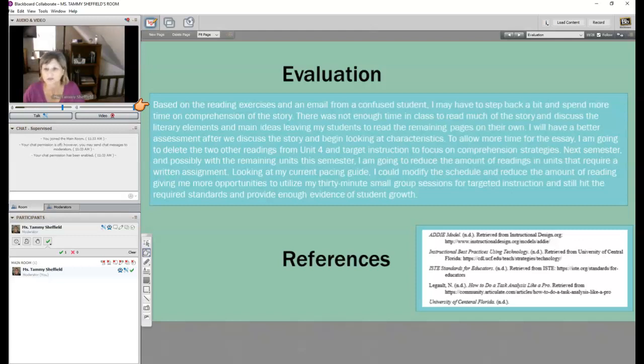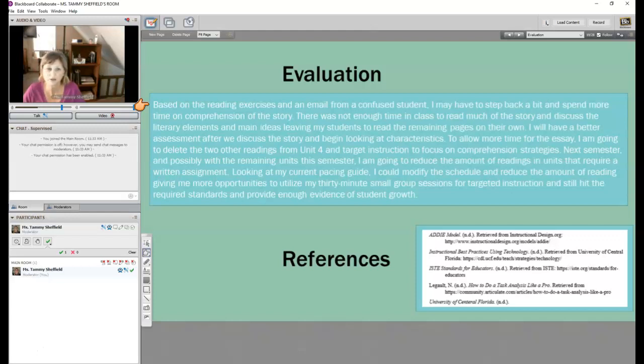There was not enough time in class to read much of the story and discuss the literary elements and main ideas, leaving my students to read the remaining pages on their own. Scary. I will have a better assessment after we discuss the story and begin looking at the characteristics. To allow more time for the essay, I am going to delete 2 other readings from Unit 4 and target instruction to focus on comprehension strategies.